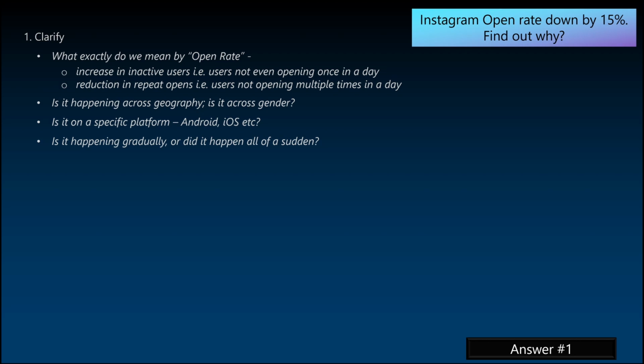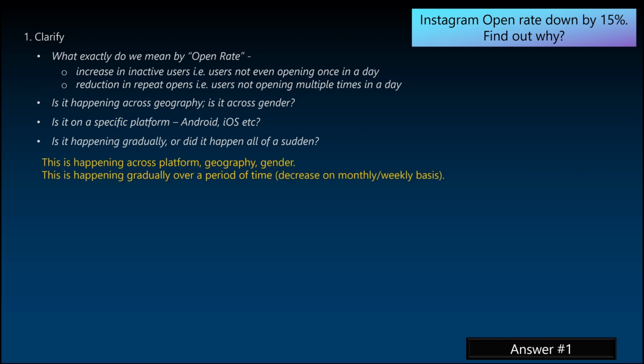Let's imagine the interviewer tells us that it's happening across platform, across geography and across gender, and that this has happened gradually over the past 6 months. Next, I'll have more clarification questions around data and tooling. First is around data precision. Has the metric definition changed recently?